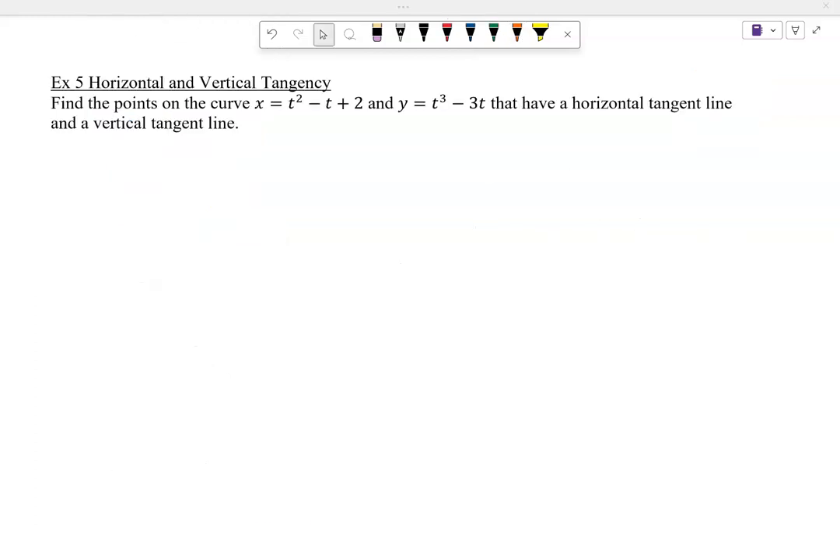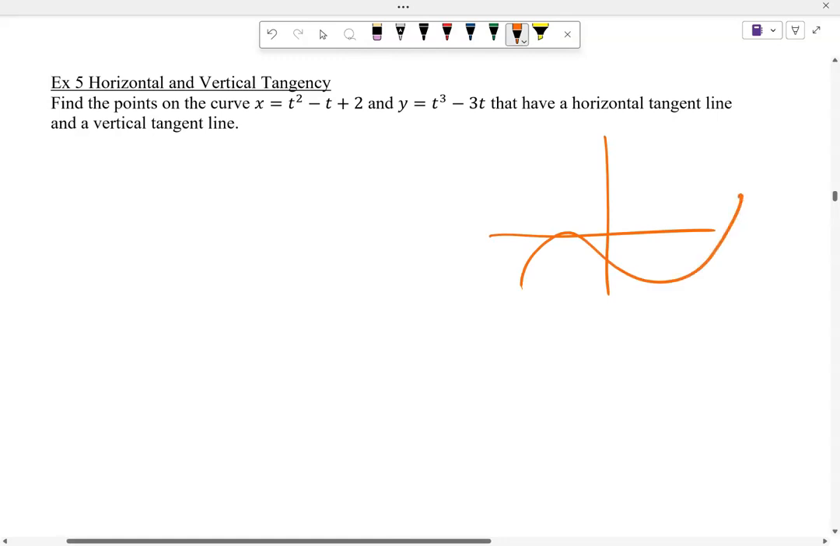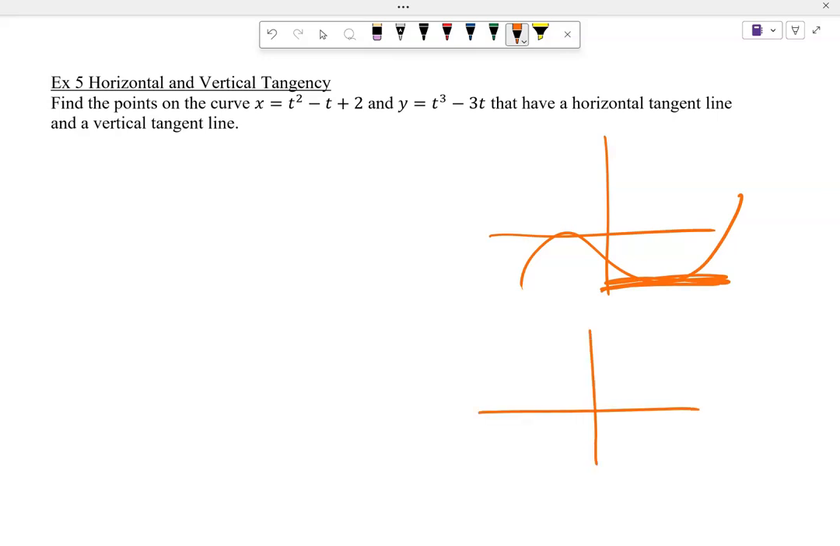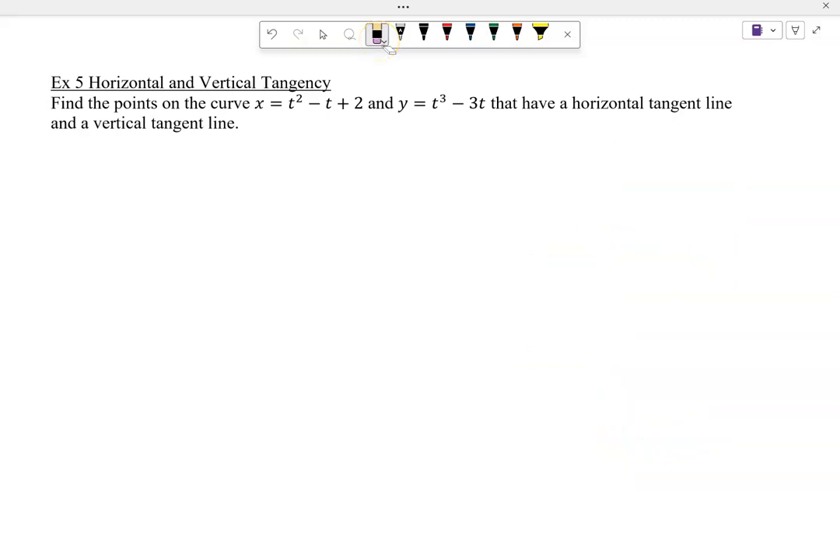Well, let's go ahead and find the points on the curve that have a horizontal tangent line. So I don't know what this thing looks like, but we're looking for where it has a horizontal tangent line. Well, the slope would be 0, right? And where would you have a vertical tangent line? Then your slope would be undefined, right? A vertical line has a slope that's undefined. So visually, that's what's going on. We're just solving this thing algebraically. Let's do the horizontal tangent first.